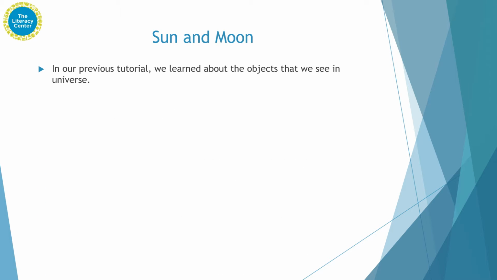In our previous tutorials, we learned about the objects that we see in the universe, for example, planets, asteroids, and black holes. In this tutorial, we will be talking about the Sun and the Moon. So let's talk about the Sun first.